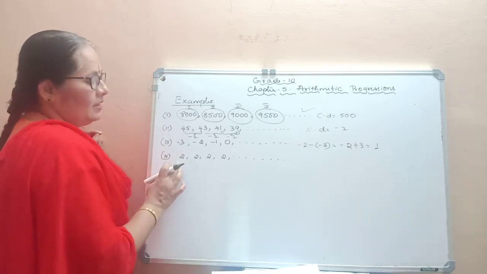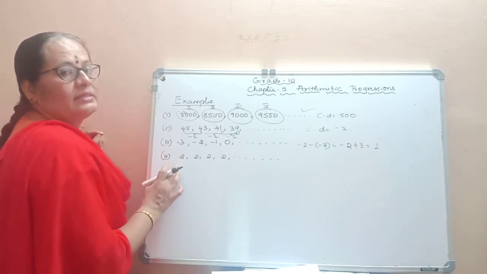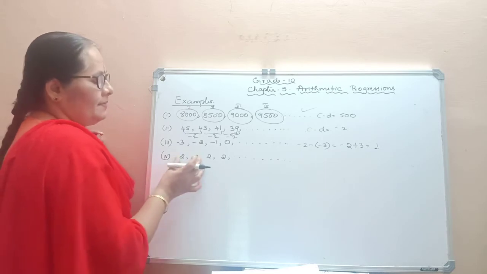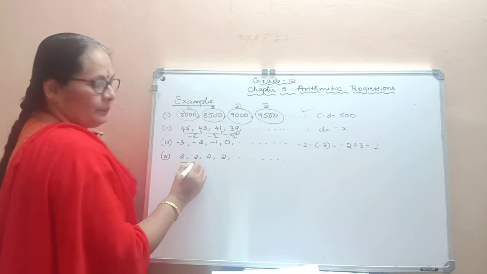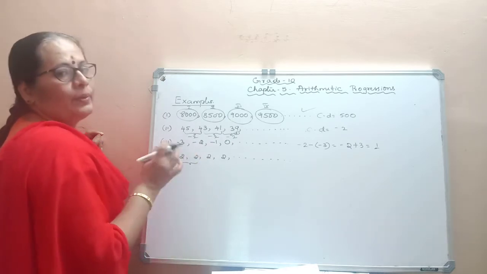Similarly here, in this example, the difference is 0. So the difference between the two numbers is 0. So this is also in arithmetic progression.